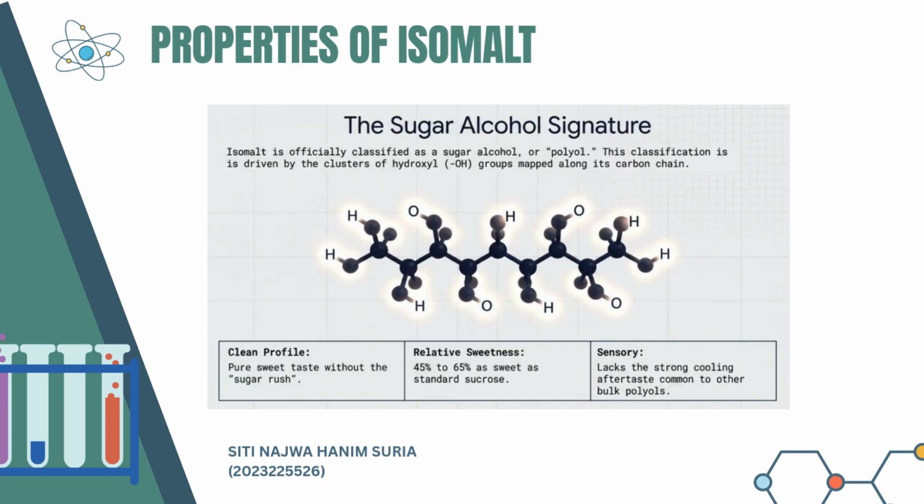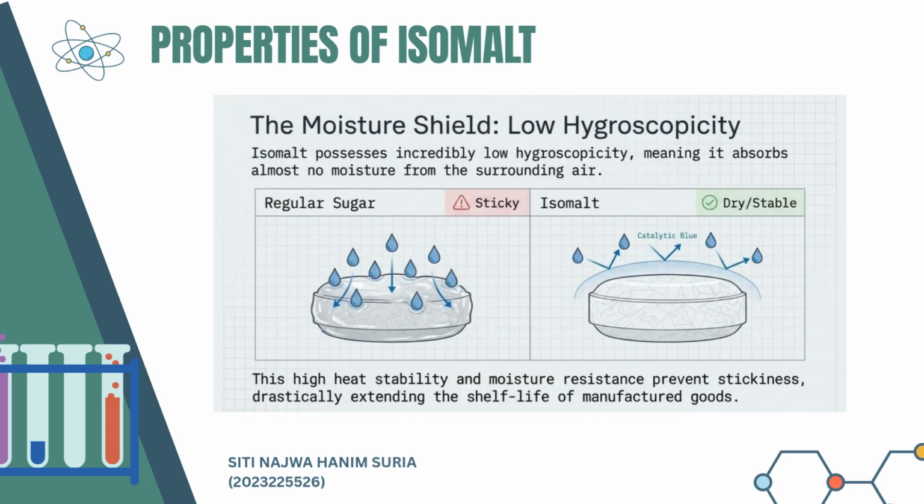Isomalt is officially classified as a sugar alcohol or polyol. This classification is driven by the clusters of hydroxyl groups mapped along its carbon chain, as shown in this ball and stick model. Because of this signature, isomalt offers a clean, sweet taste without the typical sugar rush. Its relative sweetness is approximately 45 to 65% of standard sucrose, and notably, it lacks the strong cooling aftertaste common to other bulk polyols.